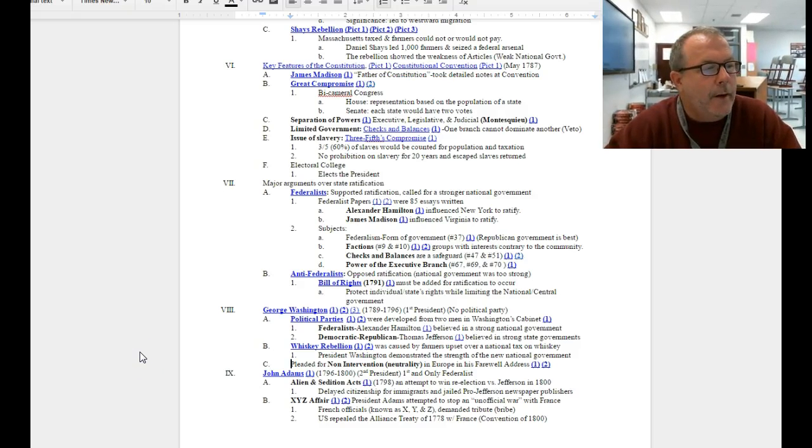Unit 3, Period 3, Section 6, the key features of the Constitution.